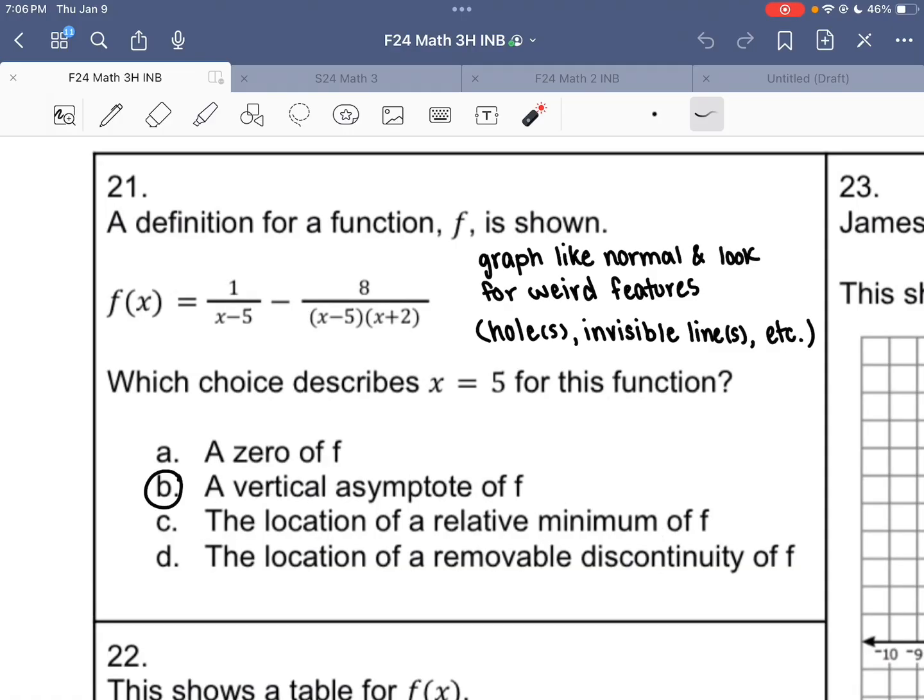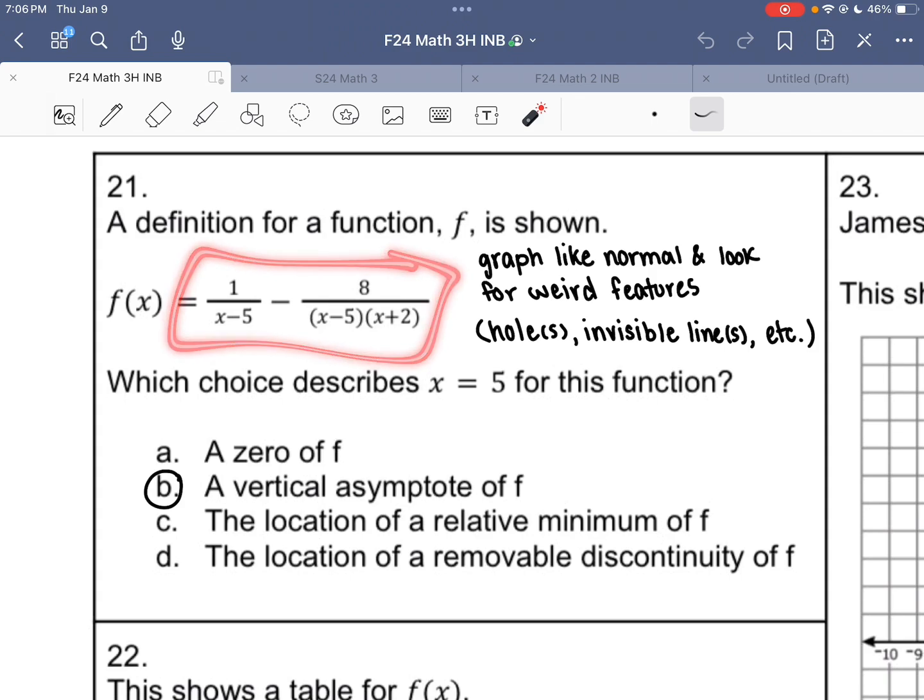Number 21 is asking for a discontinuity. So a discontinuity is something weird. It can be a hole where a missing value should be. It can be an invisible line that the graph seems to bounce off of. It could be where a graph goes on for infinity. It could be a lot of different things.